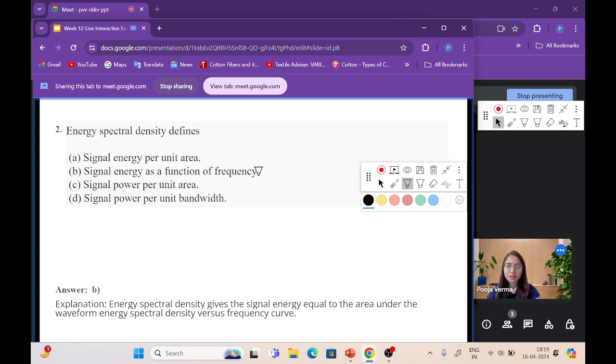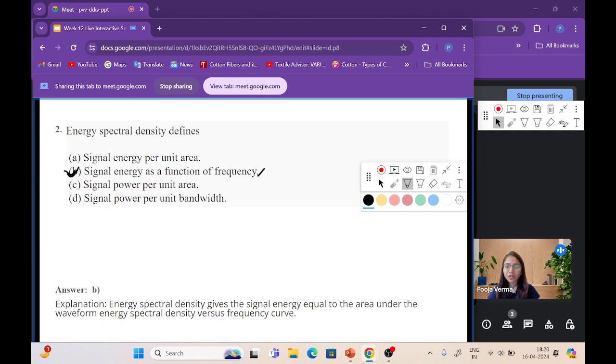So in the slides already described, the energy spectral density gives the signal energy equal to the area under the waveform energy spectral density versus the frequency curve. So signal energy as a function of frequency. It can be defined by the signal energy as a function of frequency. So correct option is B. Option B is the correct answer.